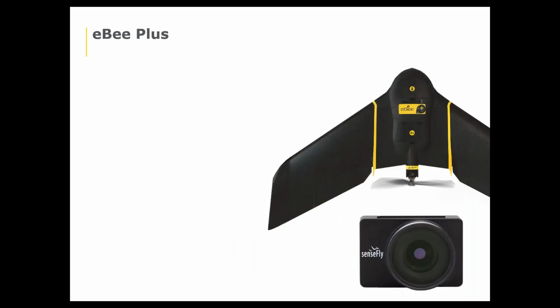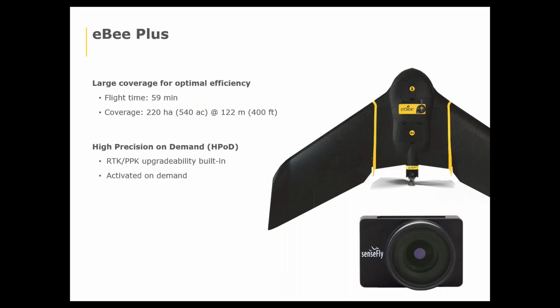In the example that we will see today, we have been using the SenseFly eBee+. A few specifications first. It has a large coverage because it can fly up to 59 minutes, and it covers, at an altitude of 400 feet or 122 meters, 2.2 square kilometers, which is 540 acres, which is a big surface.